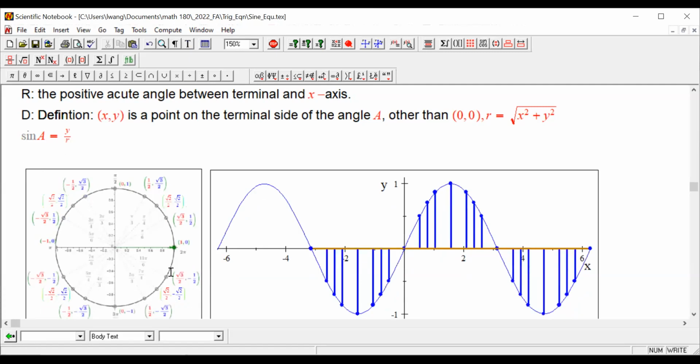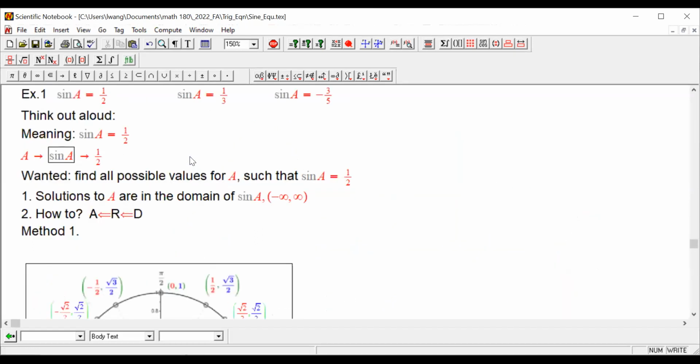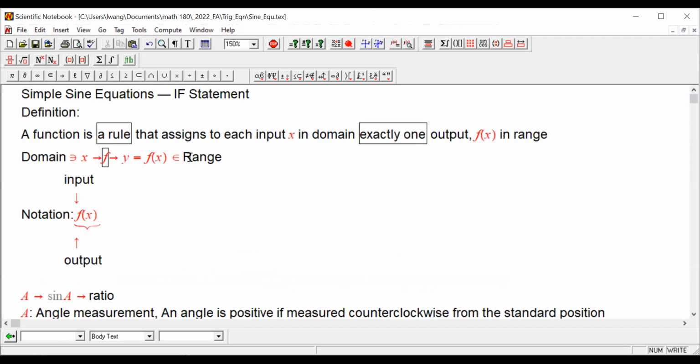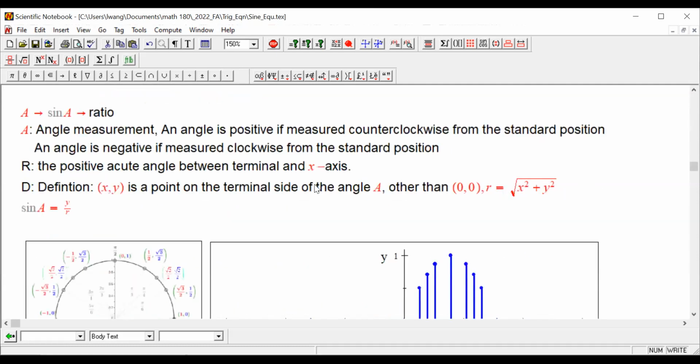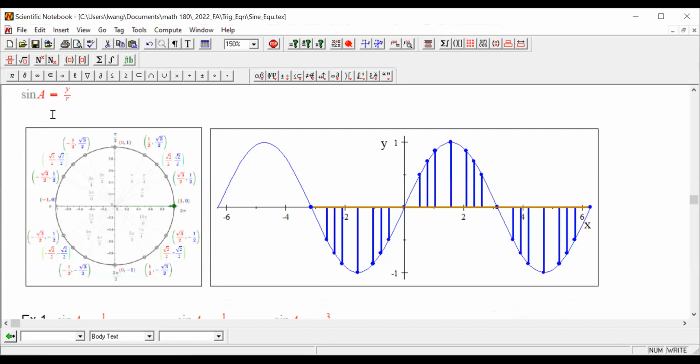We graph the function. We know the blue numbers correspond to the blue bars. We know all of that. So now let's look at our if statement. What is our if statement? What does a simple sine equation mean? Here it comes.